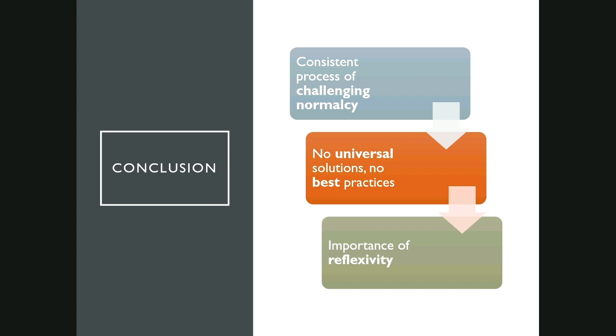So in conclusion, I think the first thing to think about when we're thinking about queer pedagogy is that it's a consistent process of challenging normalcy. So again, being queer isn't wrong, but the systems and institutions that position queer as being wrong are what's the problem. And so we need to reflect that into our teaching practice rather than considering queer as the point of deviance.